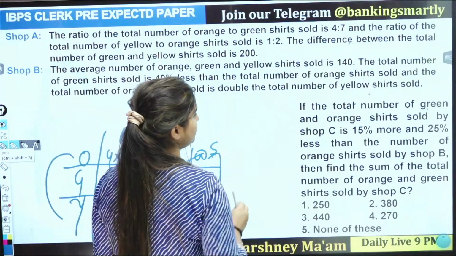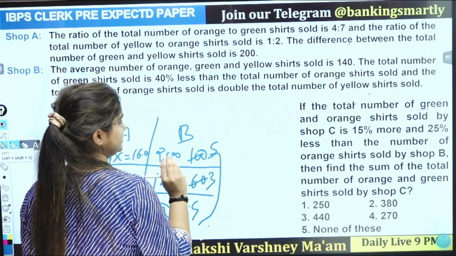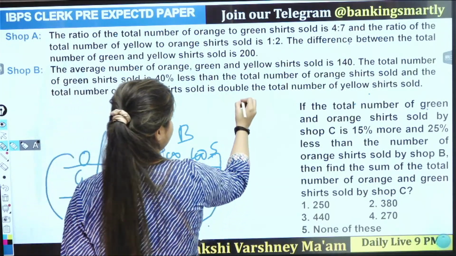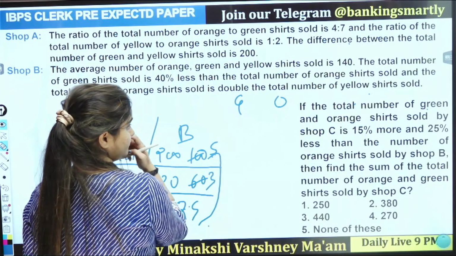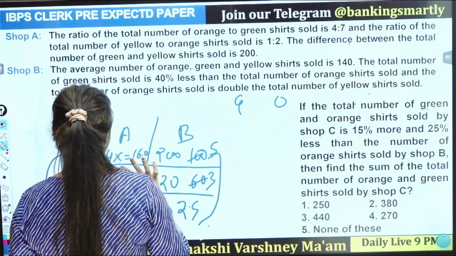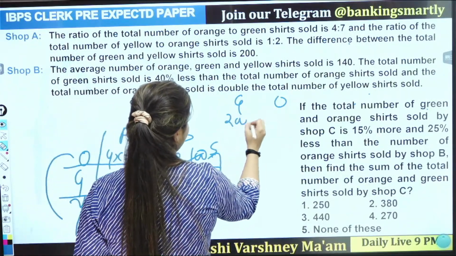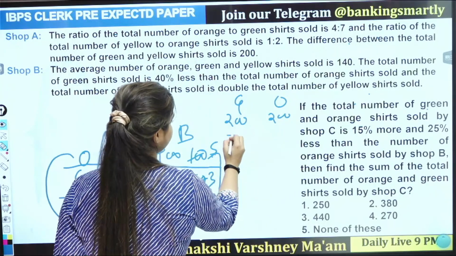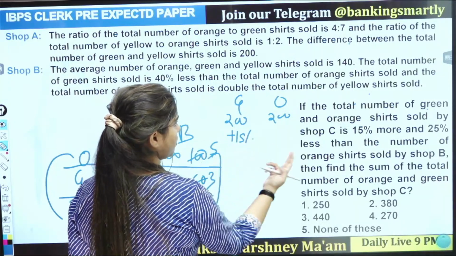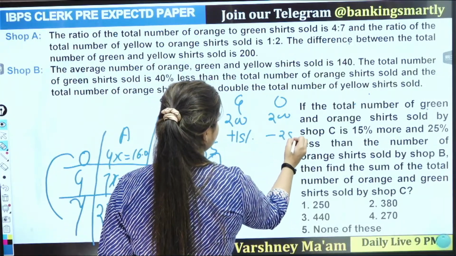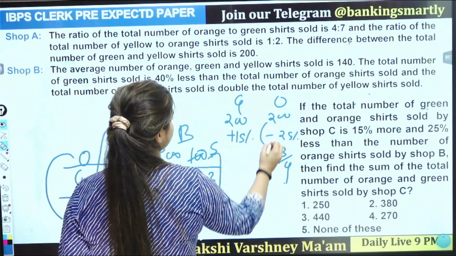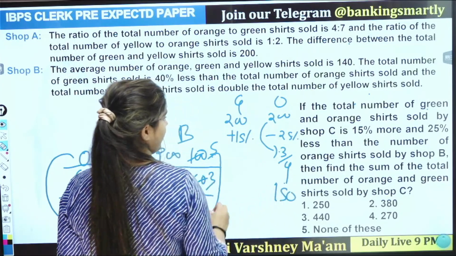If the total number of green and orange shirts sold by C is 15% more and 25% less than the orange shirts sold by B, that means total 200. So this one is 15% more, for green, and for orange, 25% less. 25% less, that means we have to take here 75%, that means 3 by 4. 4 5s are 25, 3 5s are 15. Okay, and we have to find the sum.